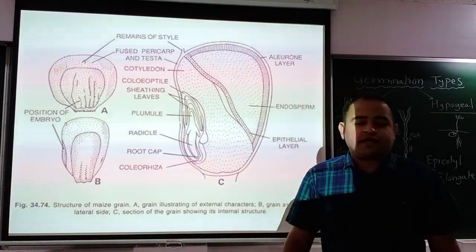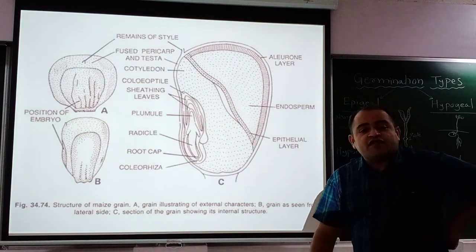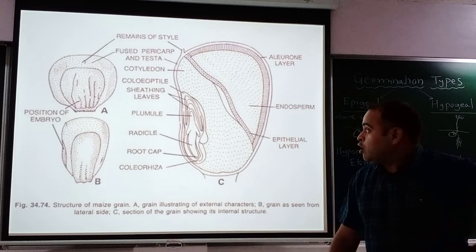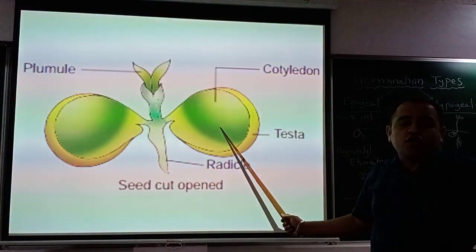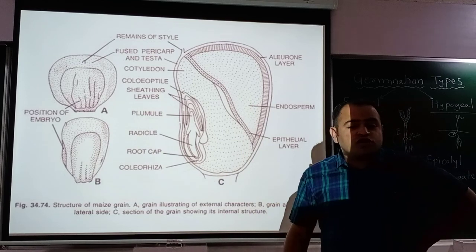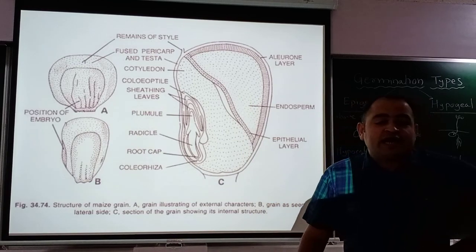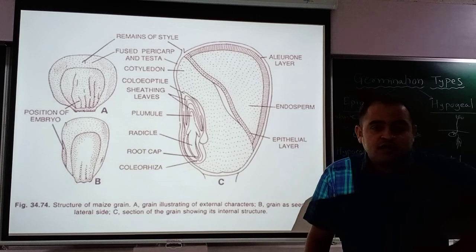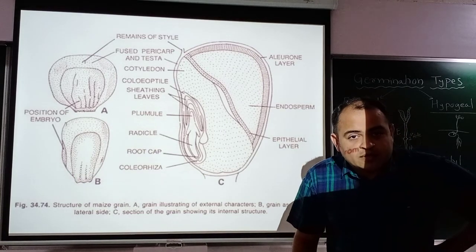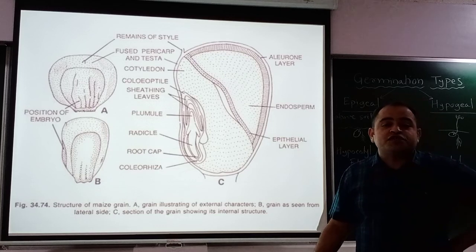Earlier I made a statement that dicot seeds are without any endosperm. Whatever endosperm is available is all absorbed in the cotyledons. So in case of monocots, endosperm is available, but there are certain exceptions like the castor plant, which is a dicot, but still has endosperm. So this exception you need to remember.